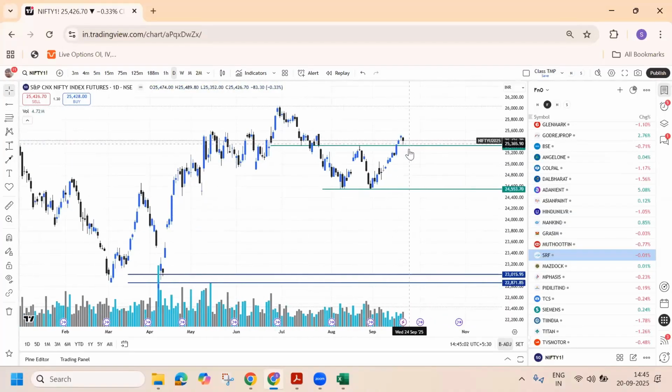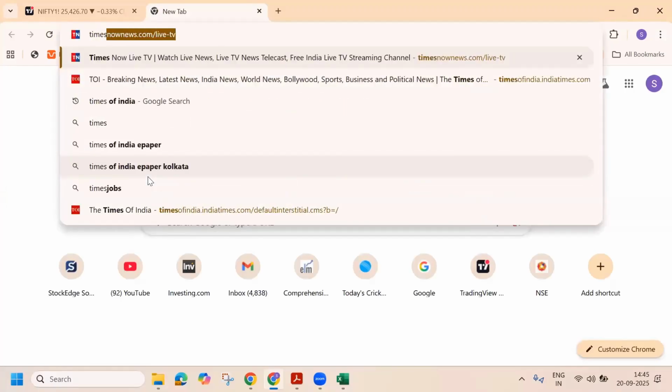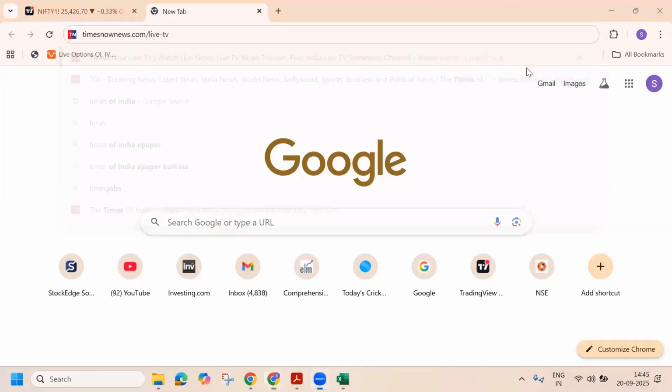Look, tomorrow there will possibly be a gap down in the Indian market. Why will there be a gap down? Because Lord Trump has put a very punitive bill on the Indian IT sector.